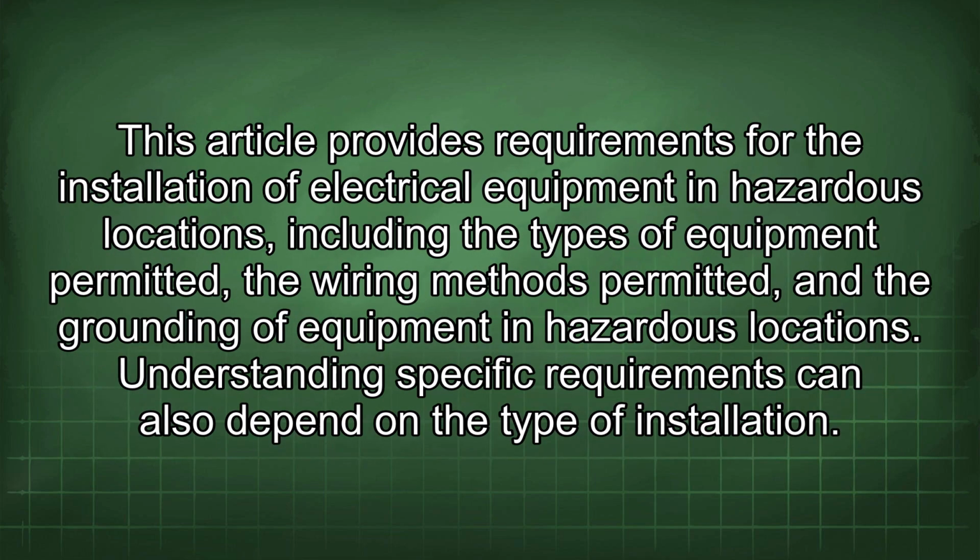This article provides requirements for the installation of electrical equipment in hazardous locations, including the types of equipment permitted, the wiring methods permitted, and the grounding of equipment in hazardous locations. Understanding specific requirements could also depend on the type of installation.